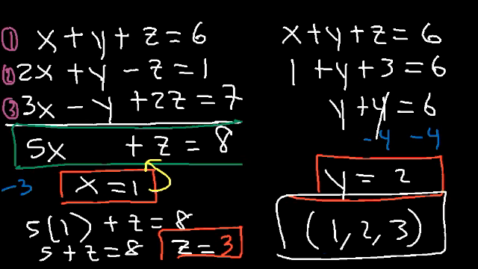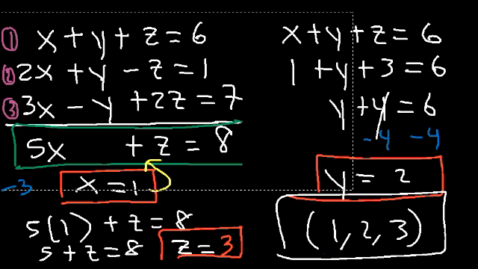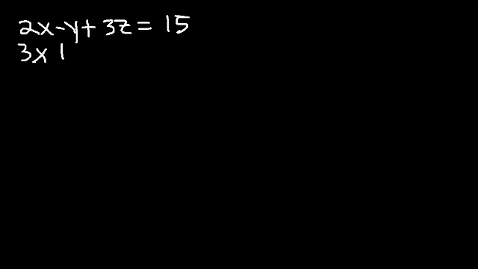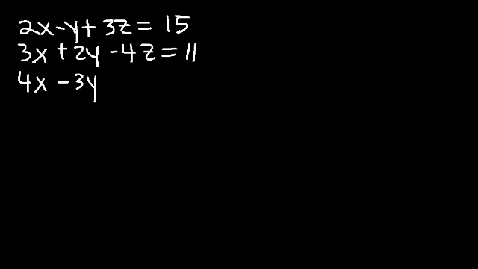Now, for the sake of practice, let's try another problem like this. Try this one. 2x minus y plus 3z is equal to 15, and 3x plus 2y minus 4z is equal to 11, and 4x minus 3y plus 2z is equal to 14.